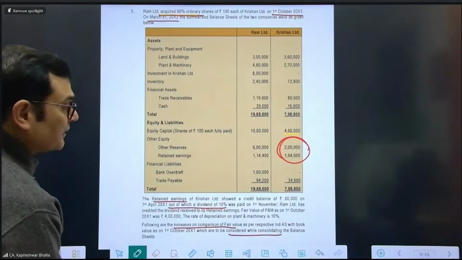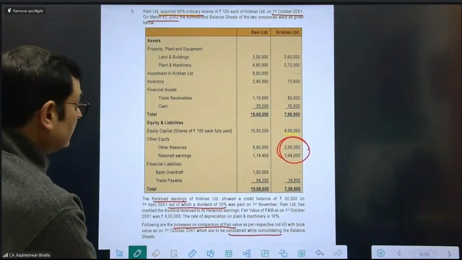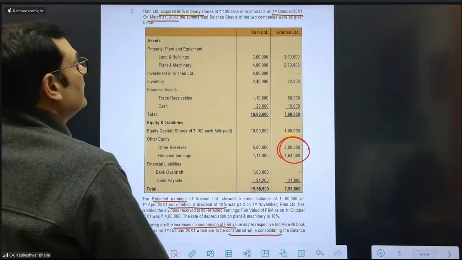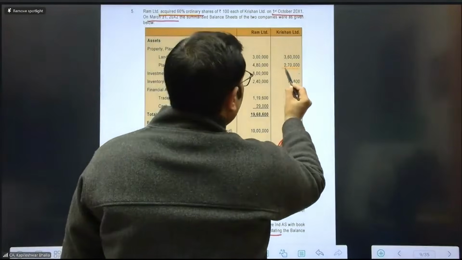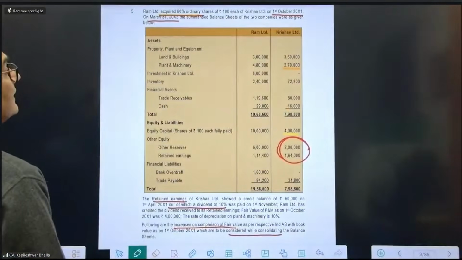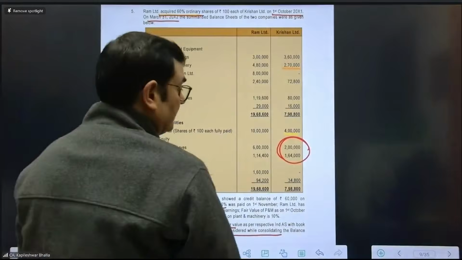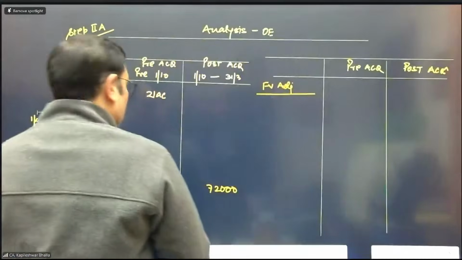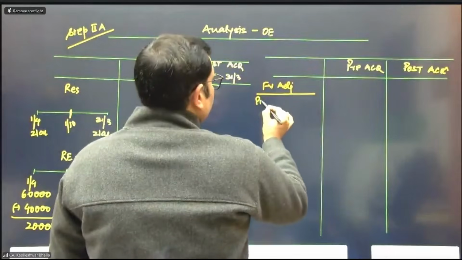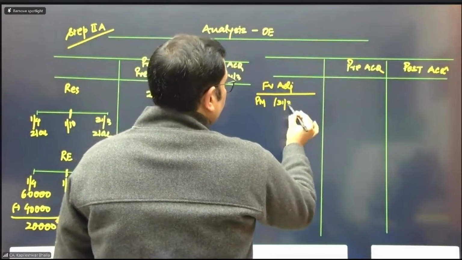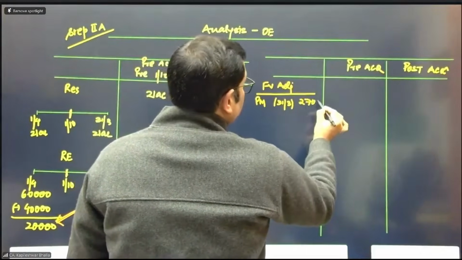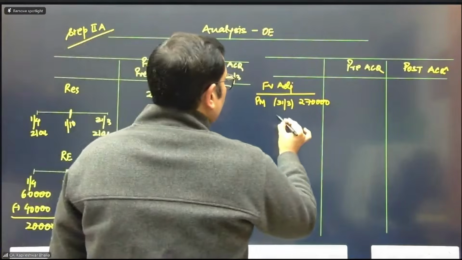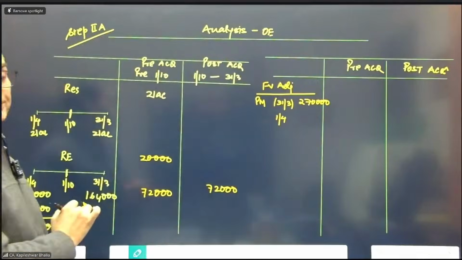The fair value of the plant and machinery on 1st October is 4 lakh rupees and the depreciation rate is 10%. Now, the plant and machinery is standing in the books of accounts at the end of the year at 2 lakh 70. So let me do some workings. At the end of the year, 31st March, it is appearing at 2 lakh 70. If the depreciation rate is 10%, can you tell me what will be the book value at the beginning of the year?